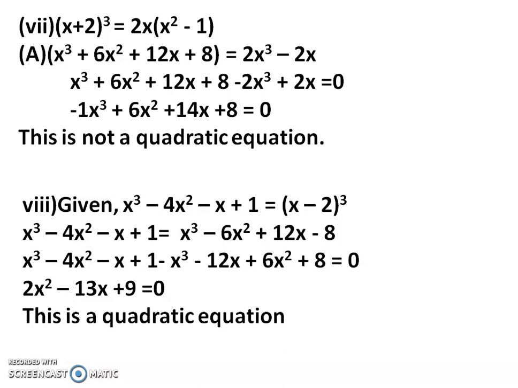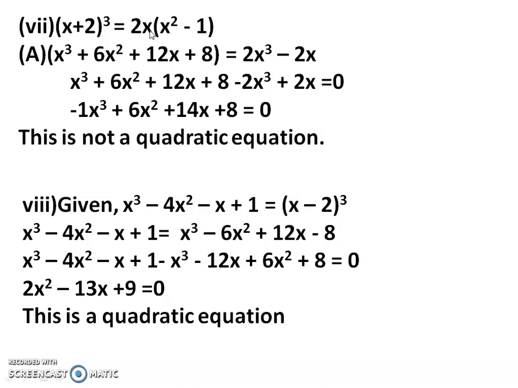(x plus 2) the whole cube is equal to 2x into (x square minus 1). Students, read the left hand side. It is (x plus 2) the whole cube. You are going to expand using (a plus b) the whole cube. Students, you know (a plus b) the whole cube is a cube plus 3a square b plus 3ab square plus b cube. Using that, we have expanded the equation here.